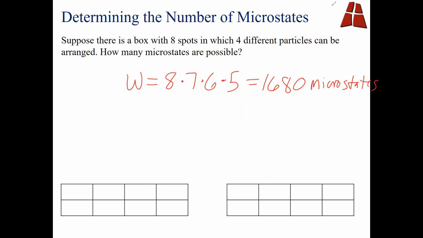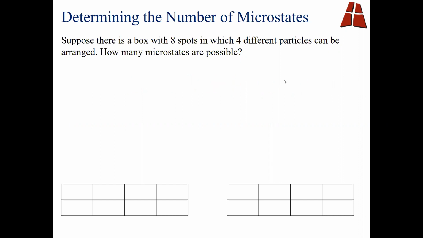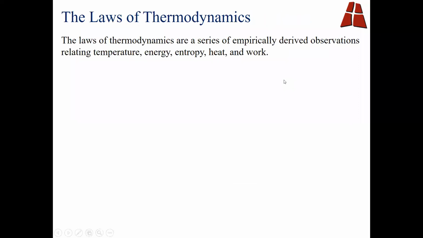Obviously, in pretty much any chemical system, we don't have 8 spots. We have billions, if not trillions, if not more than that. So microstates get to be quite numerous, and we'll go through more in class how to figure those out for larger systems. However, I want to take the rest of the pre-lecture video to kind of go through our laws of thermodynamics.